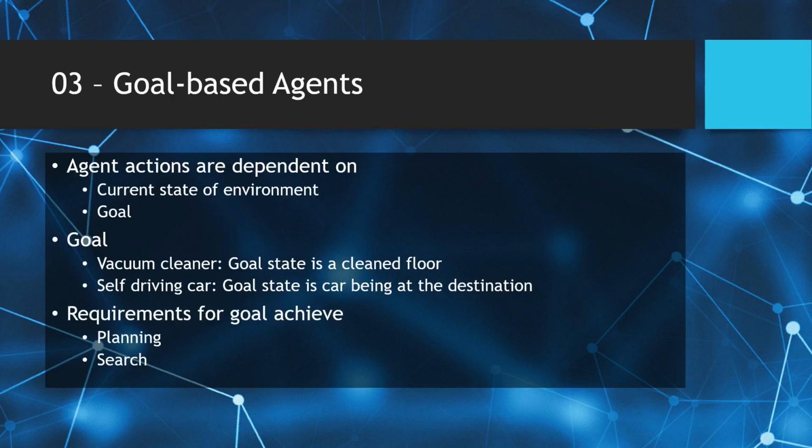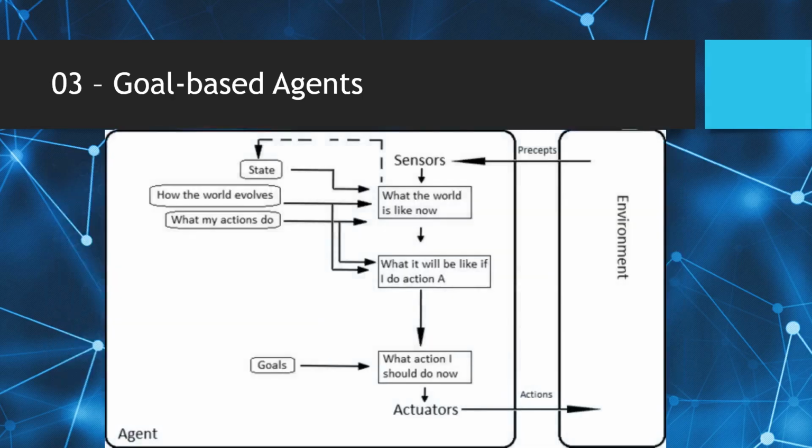A goal-based agent takes a percept from the environment and stores the current state of the environment, then checks in with the internal goal of what it is trying to do, and checks what action it should perform that helps it achieve its goal, and then performs that action.